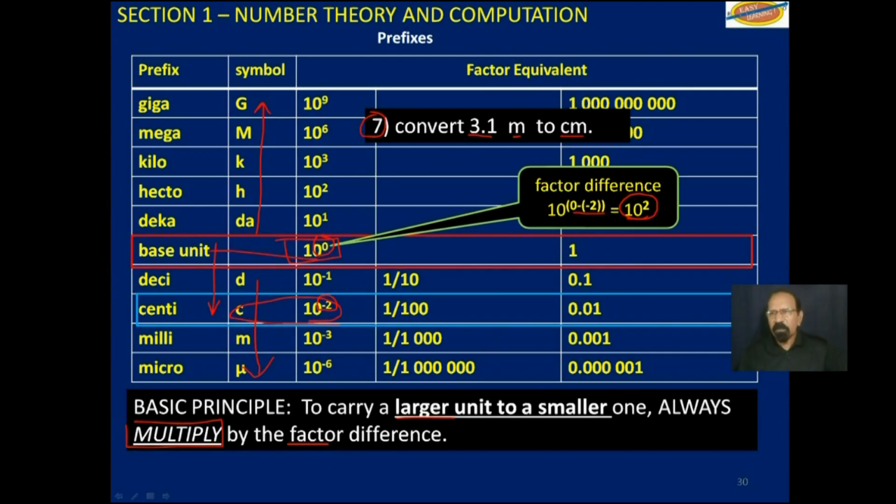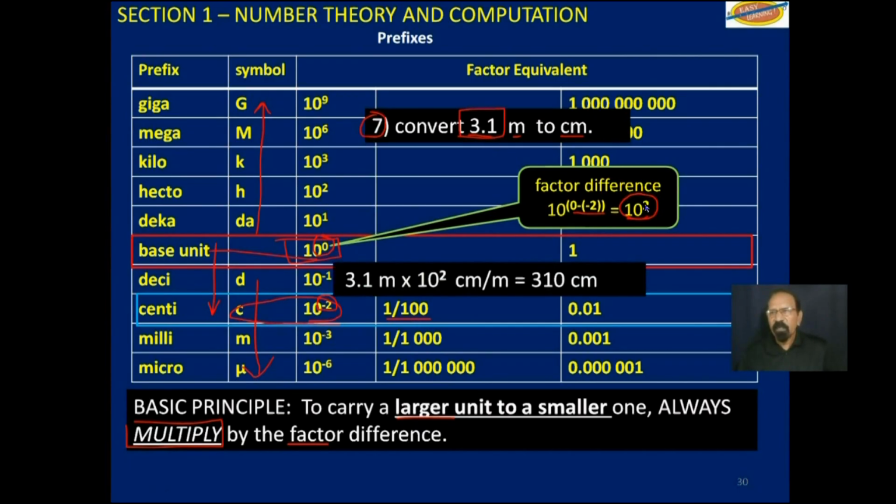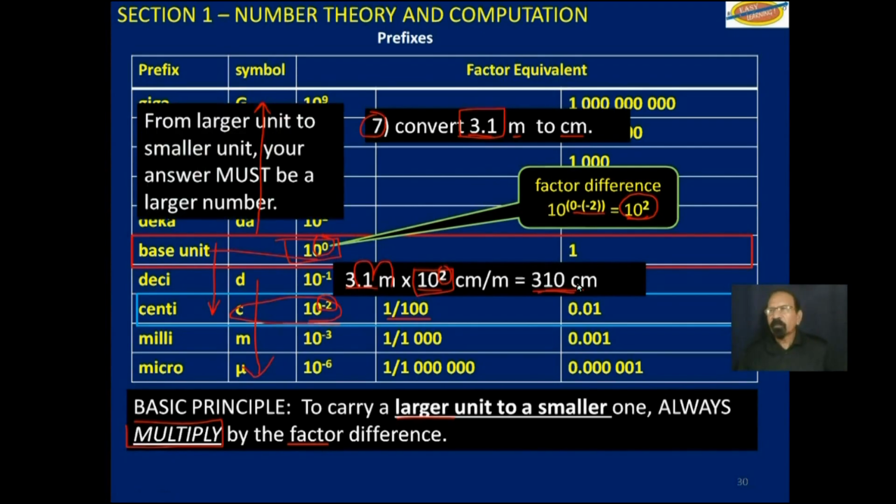100 centimeters make a meter, or a centimeter is 1 100th of a meter. So let's use this and multiply by the factor difference. 3.1 multiplied by 10 to the second power. You move the decimal 2 places to the right, 1, 2, and that gives you 310 centimeters. From a larger unit to a smaller unit, your answer must be larger than what you started with.